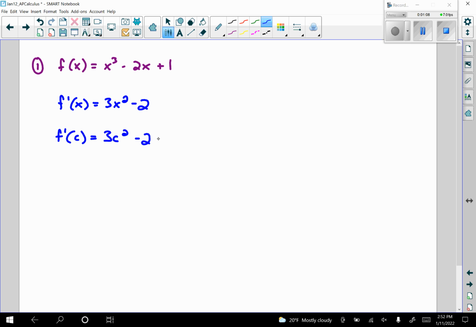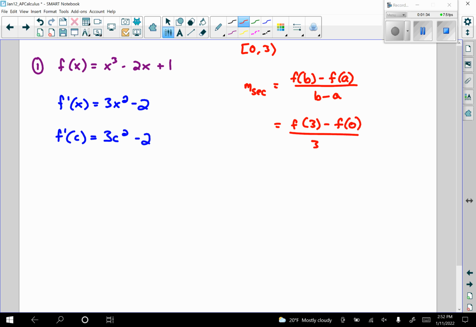So again, c is a very special x value. We're working with the mean value theorem here, so that's going to complete the conclusion for it. Then we also want to figure out the slope of the secant line, which is f of b minus f of a over b minus a. So again, we were going from 0 to 3. So we want f of 3 minus f of 0 over 3 minus 0. And we want to set the two equal to each other. So we're going to have 3c squared minus 2. So again, we're just finishing this formula here.